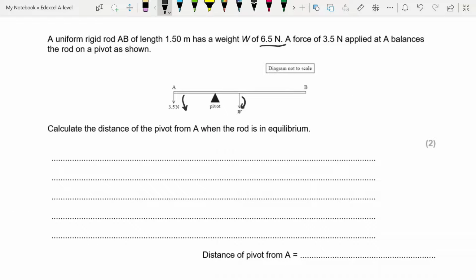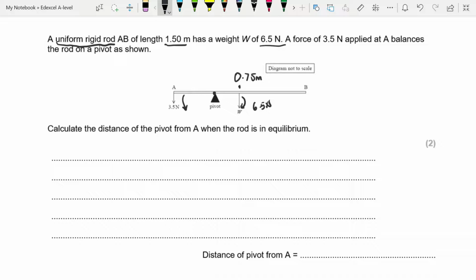We know that this weight here is 6.5 newtons, and we just need to know the distances of both of those forces from the pivot. Now it tells us it's a uniform rod, so that means that weight is going to act from the center of gravity, which is going to be the center of the rod. And since we know that the rod is 1.5 meters in length, then we know that this W happens at 0.75 meters along the rod. So we need to take all that we know and put it together.